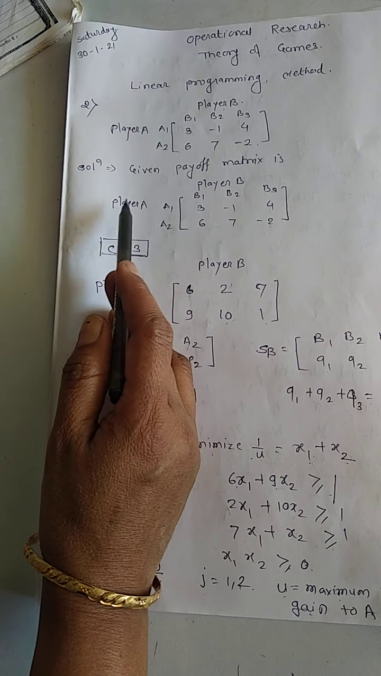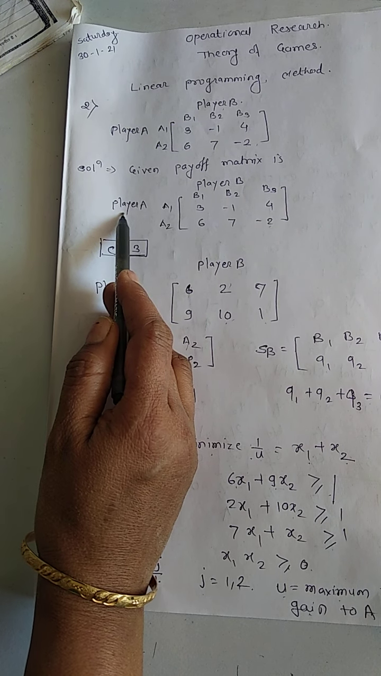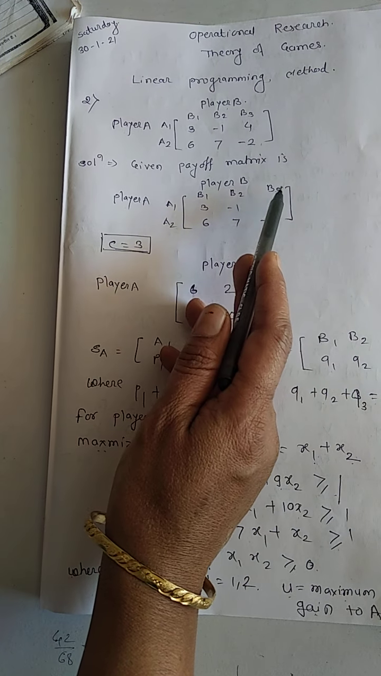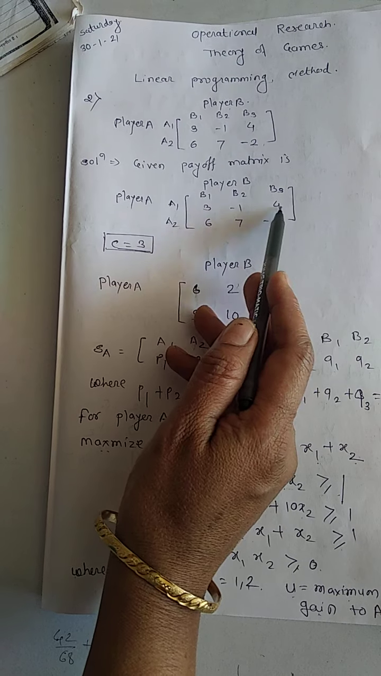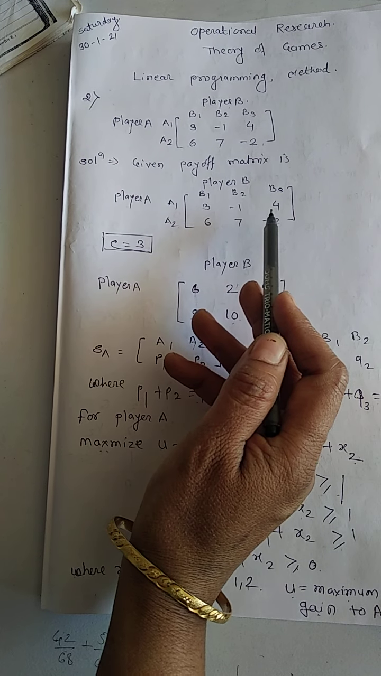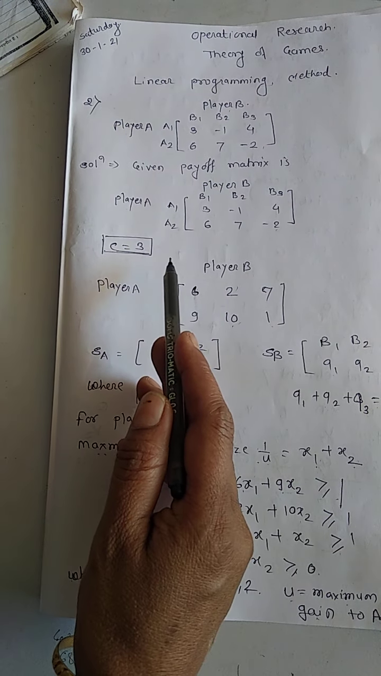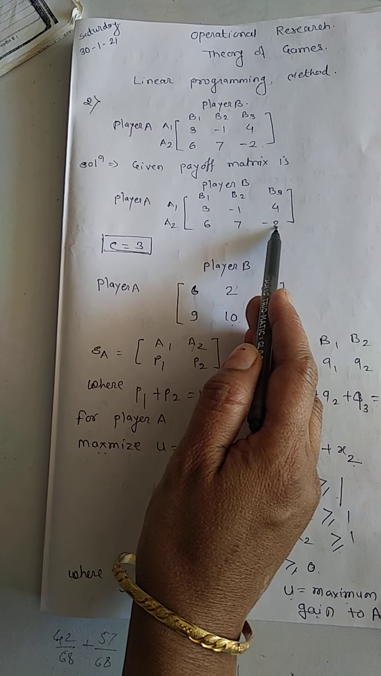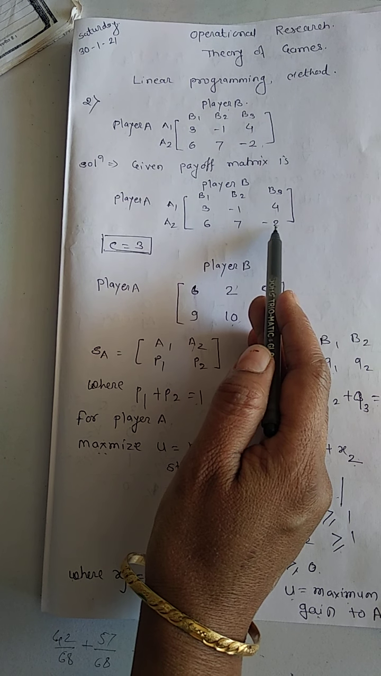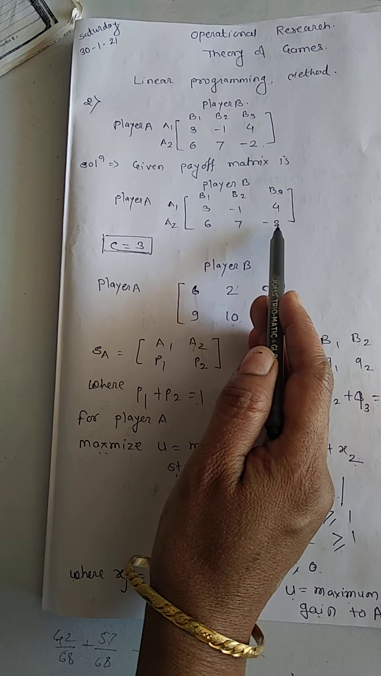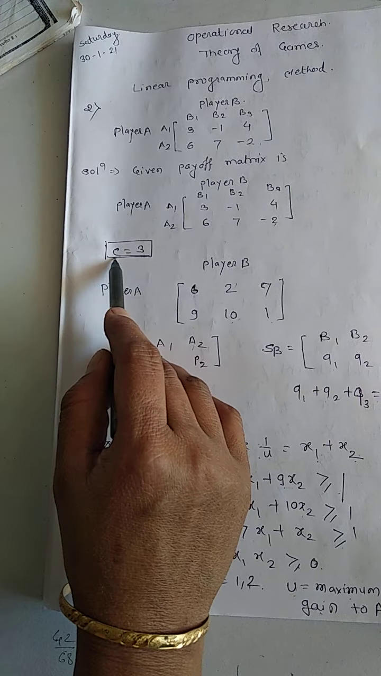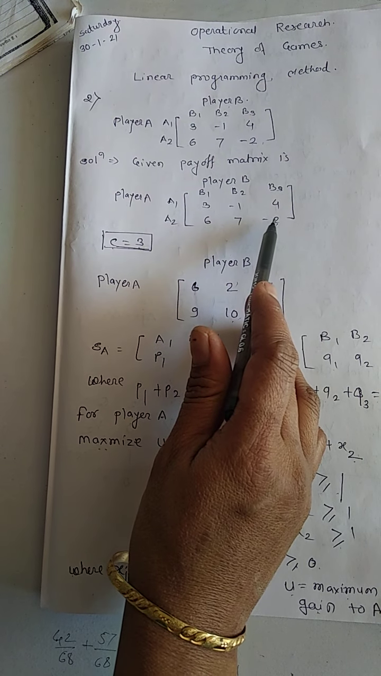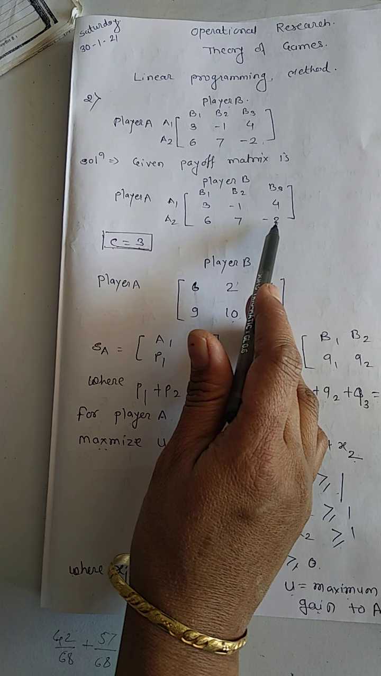First write the given payoff matrix as it is. Player A, player B, A1, A2, B1, B2, B3, 3, -1, 4, 6, 7, -2. In this given payoff matrix, some elements are negative, that is -1 and -2, and the most negative element is -2. Therefore, here add the constant C equal to 3. Then the elements of the matrix become positive.